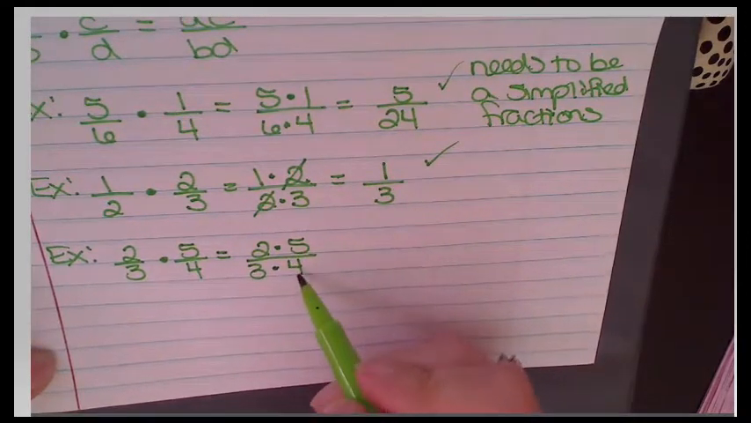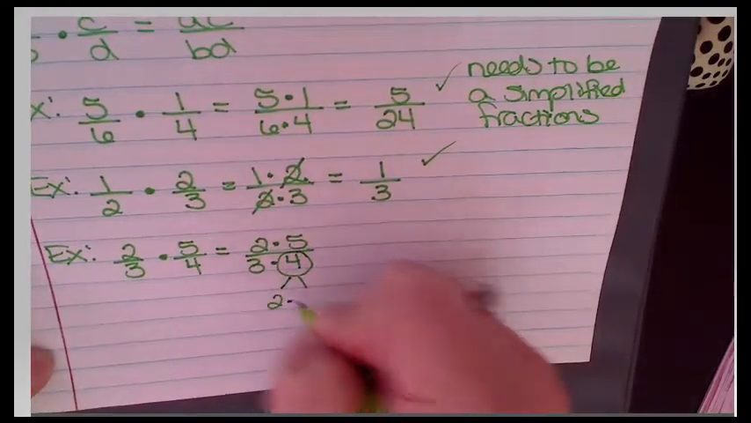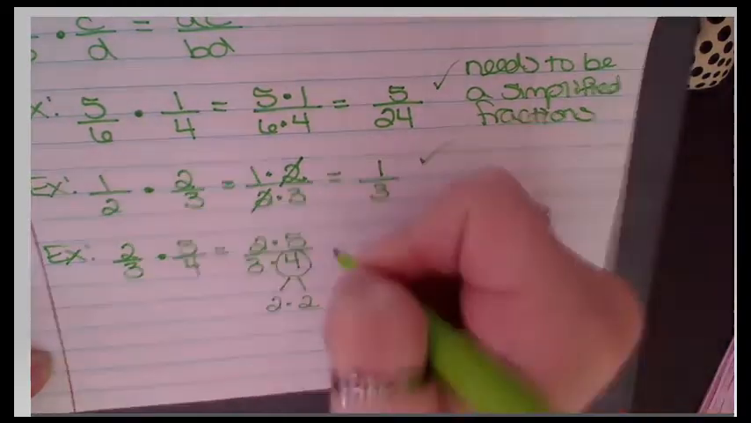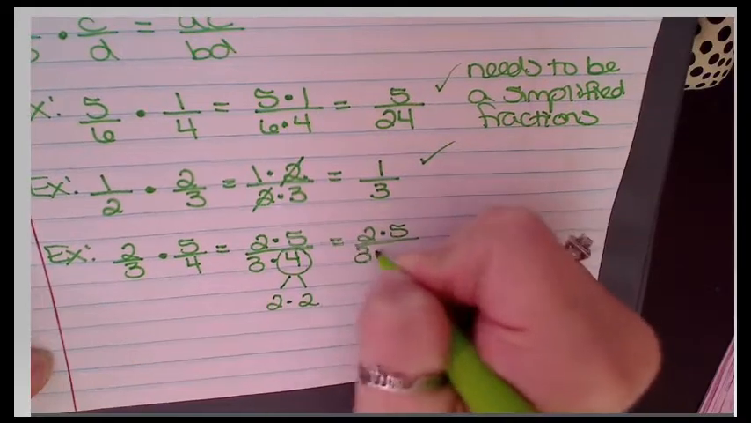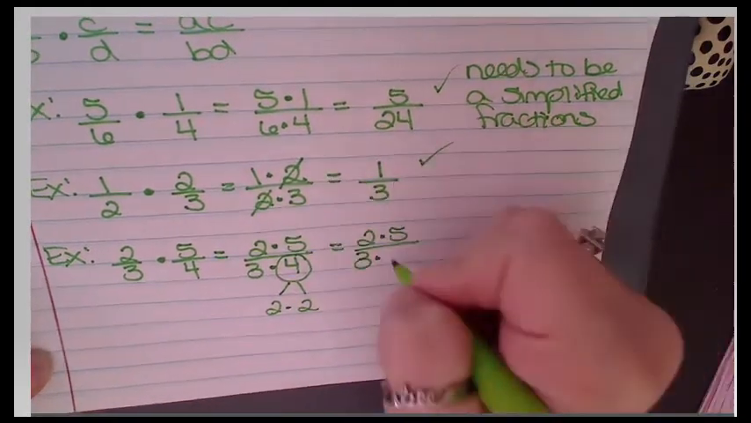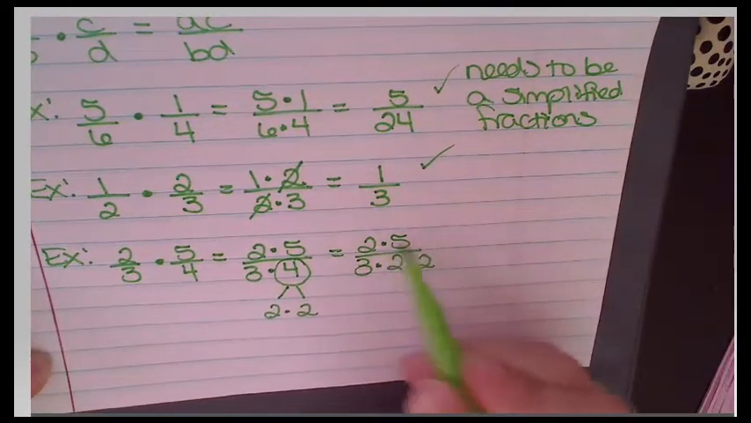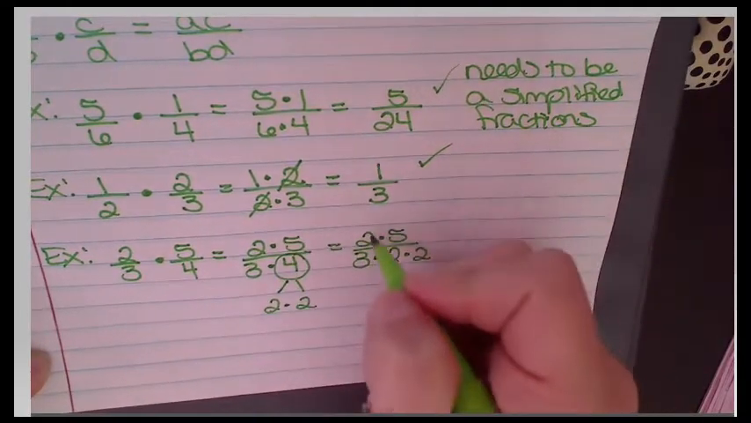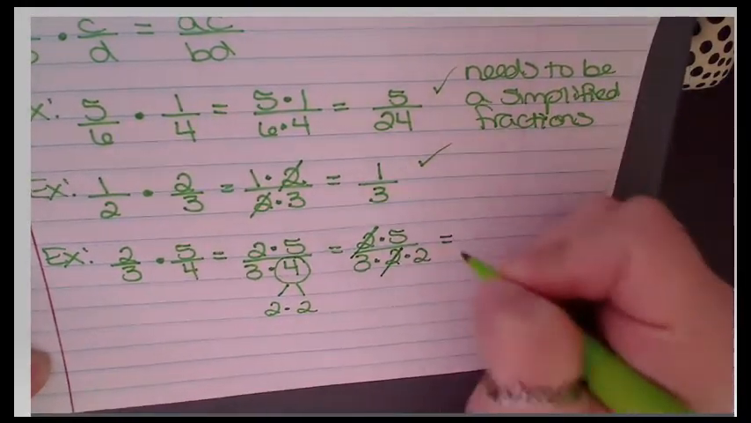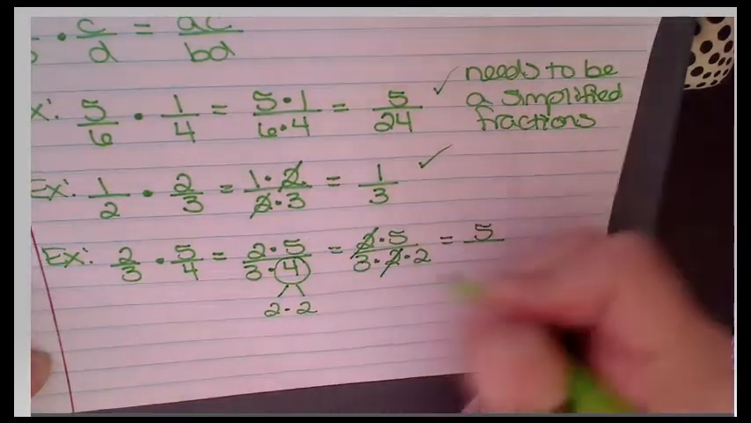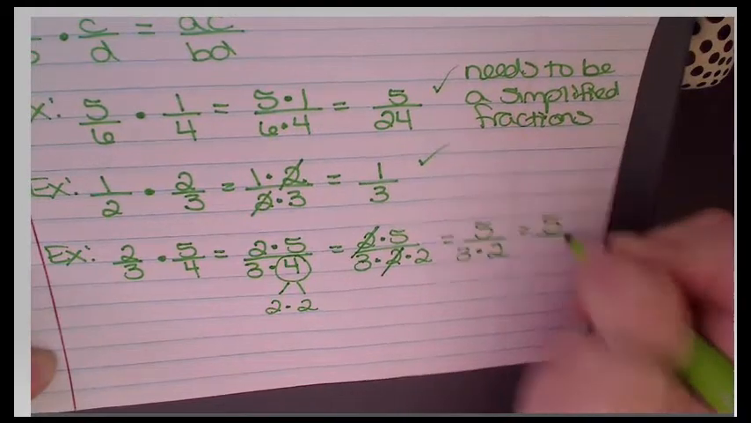But we need to remember that this 4 breaks apart into 2 2's. Okay, so we have 2 times 5 on top, but then we have 3, and instead of writing 4, let's write these 2 2's. We'll have 2 and a 2. Now is there anything that's the same on top as there is on bottom? Yes, we have a 2 on top, and we can cancel out a 2 on bottom. That leaves us with a 5 over 3 times 2, and that gives us a 5 over 6.